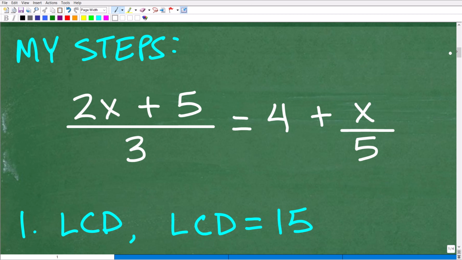Now, these are my steps. When I'm looking at this particular problem, what I'm thinking about right off the bat is I have fractions. You might have been thinking the same thing. We have 2x + 5, that's the numerator, and then 3 is the denominator. So this is a fraction. More technically speaking, we would call this a rational expression or a rational equation.